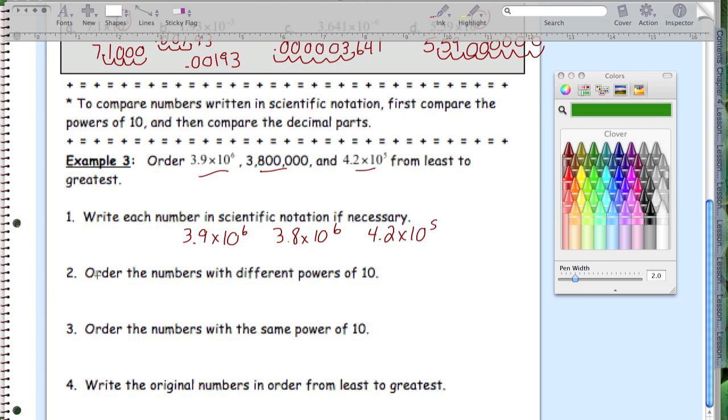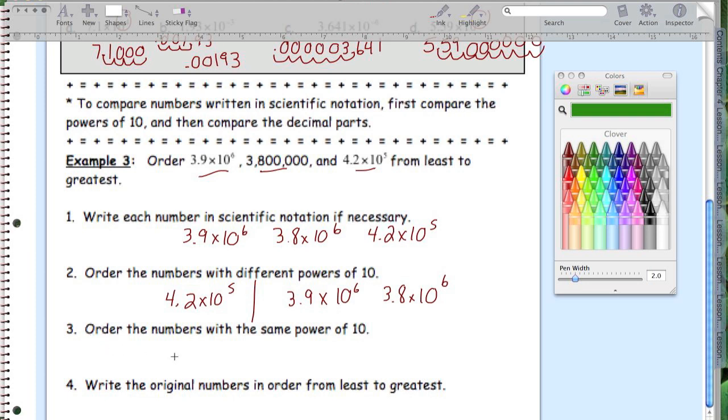Part 2, order the numbers with different powers of 10. These powers of 10 represent how many place values it has. So obviously the smallest one is the one that has to the 5th, so 4.2 times 10 to the 5th. And then we know that these come next. We don't know what order these are in, so they're kind of just hanging out there.